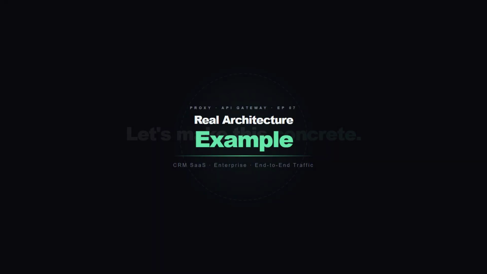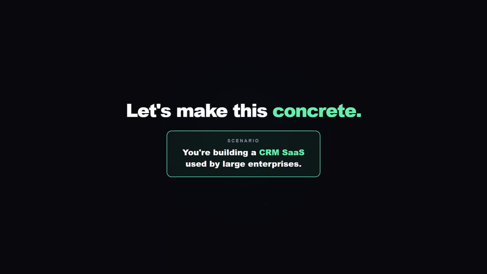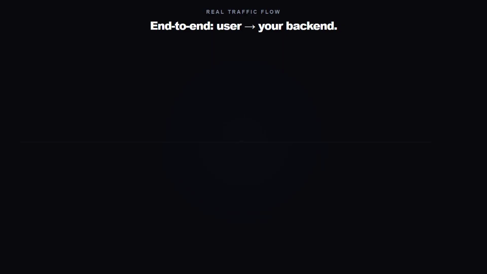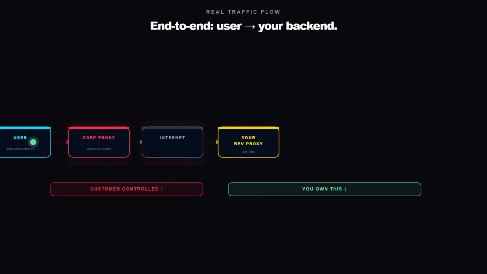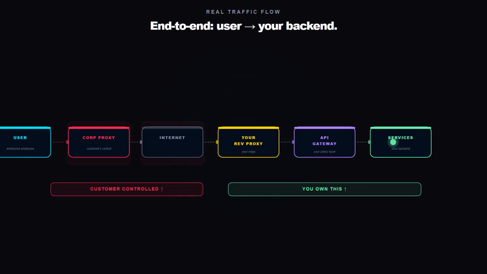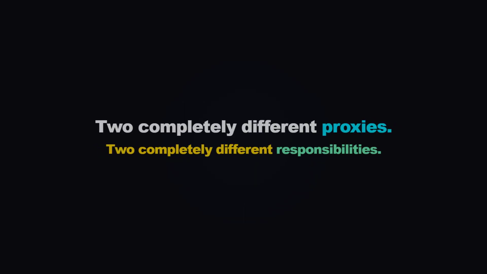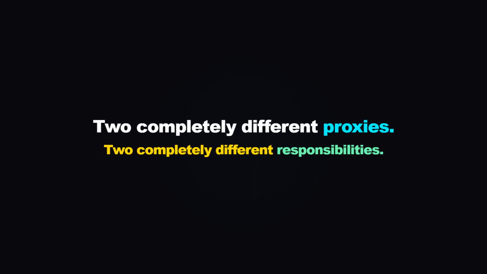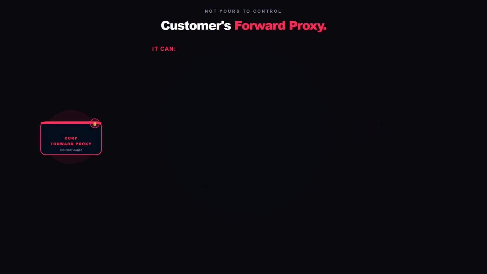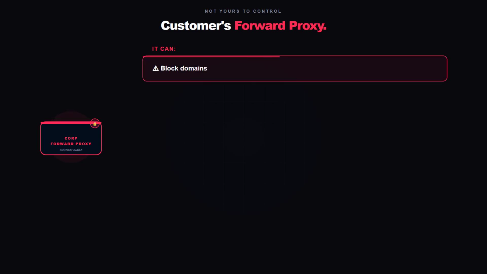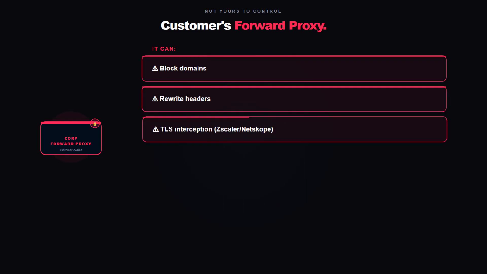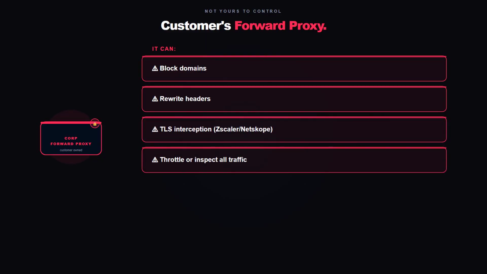Let's make this concrete. You're building a CRM SaaS used by large enterprises. Real traffic flow looks like this. User, corporate forward proxy, internet, your reverse proxy, API gateway, services. Two completely different proxies. Two completely different responsibilities. First, the forward proxy, controlled by your customer. It can block domains, rewrite headers, perform TLS interception with Zscaler or Netskope, and throttle requests.